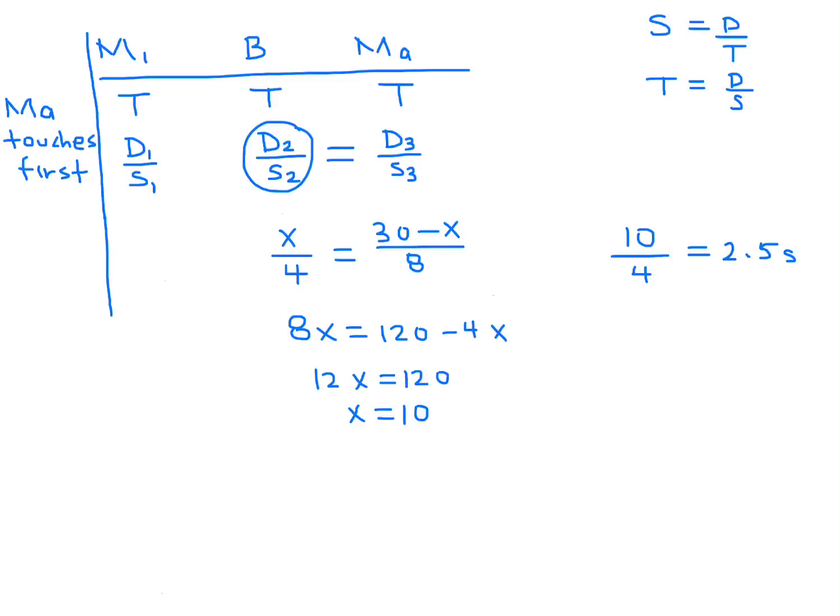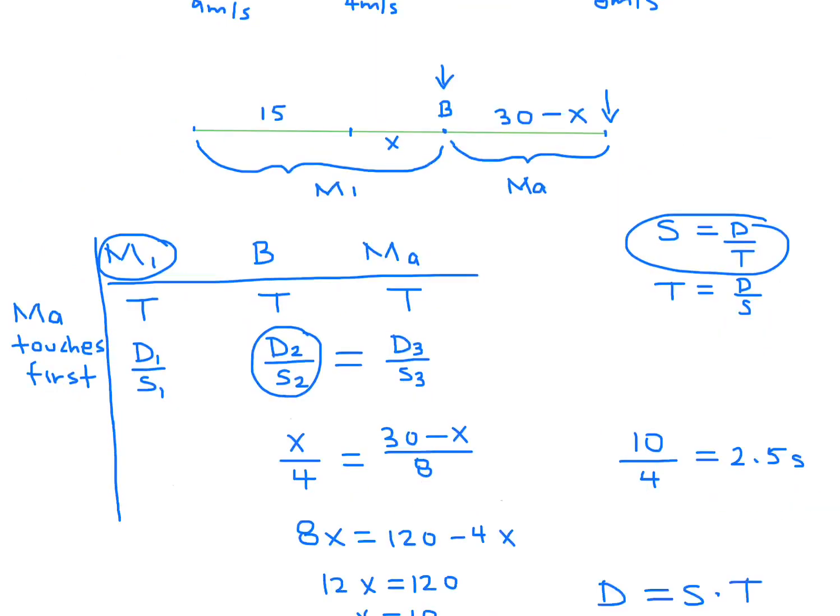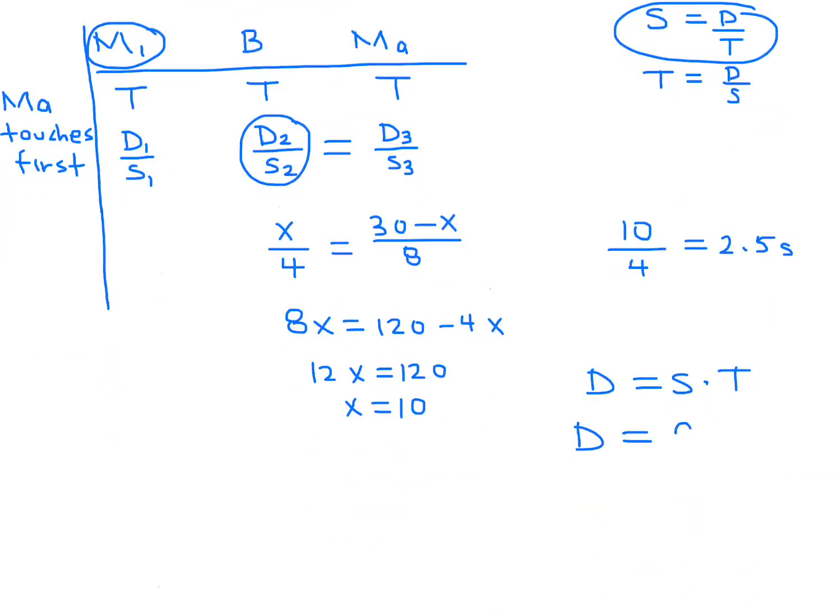Okay? That's how much time elapses for the ball and Marcos to meet. Now we just have to figure out how far does Michael go in 2.5 seconds. All right? So we want to figure out a distance, correct? So using this formula, we would use distance is equal to speed times time. So distance, his speed is 9. So 9, and the time is 2.5 seconds.